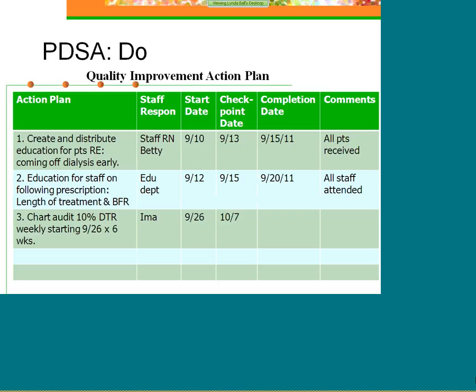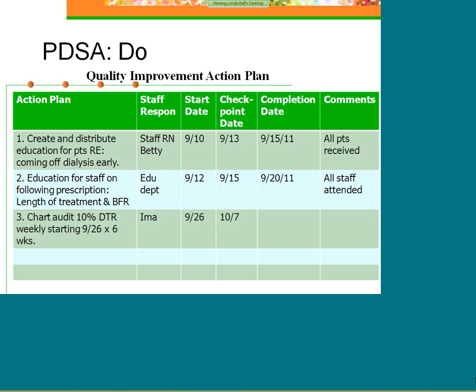Now, if the problem isn't the patients coming off early, but too many patients are coming off at the same time, then that's a scheduling problem that falls on nursing. That has to be adjusted. It's not okay to have 2 staff and 3 patients coming off at the same time. Because one person always ends up getting a little longer treatment, somebody comes off on time, and somebody gets shortchanged on their treatment time. And that's not appropriate.